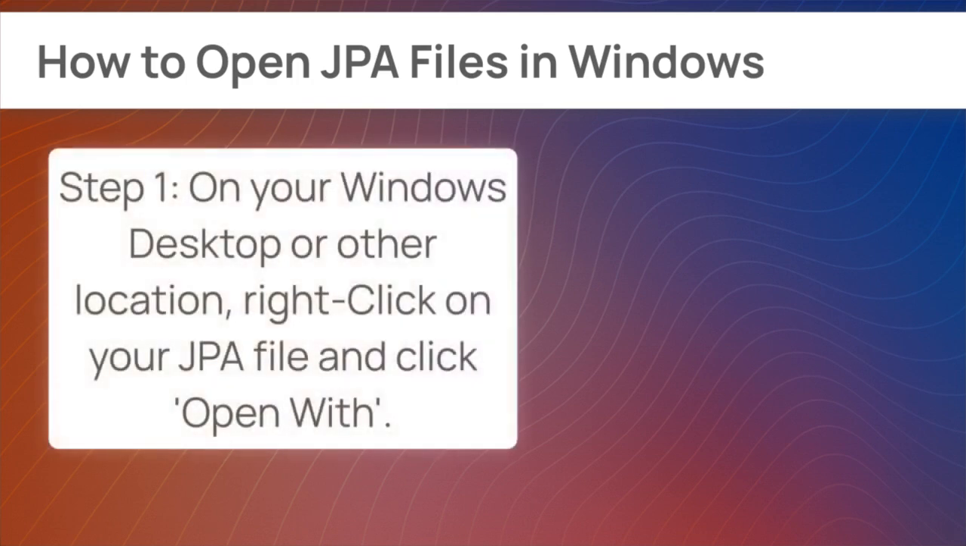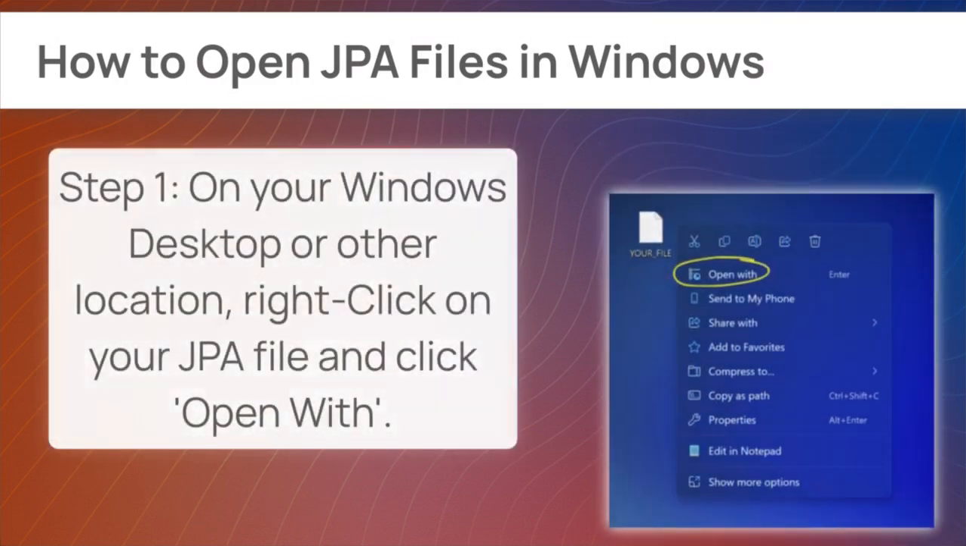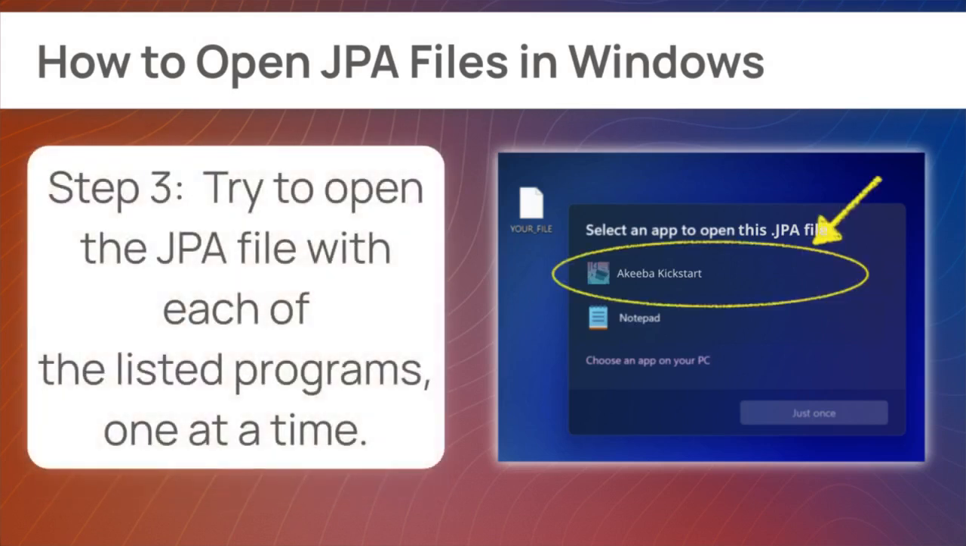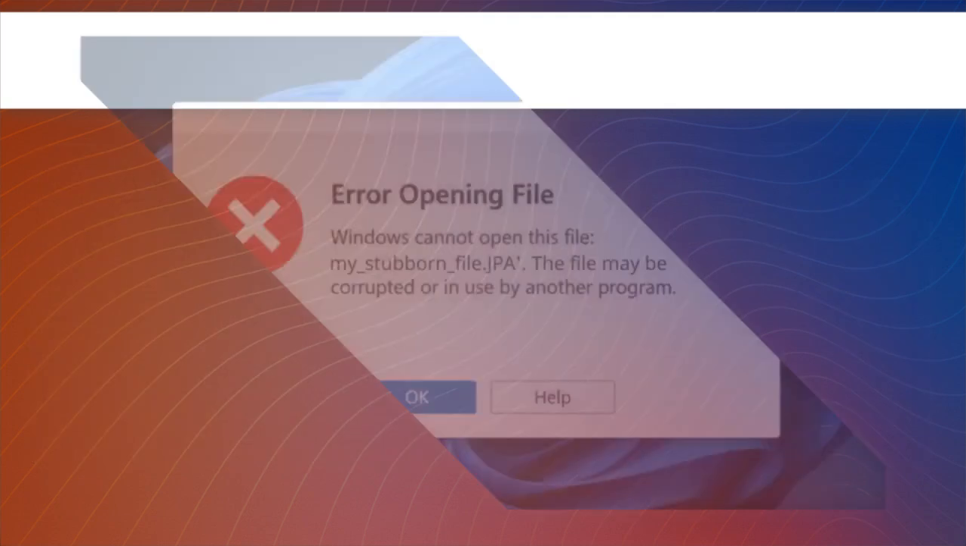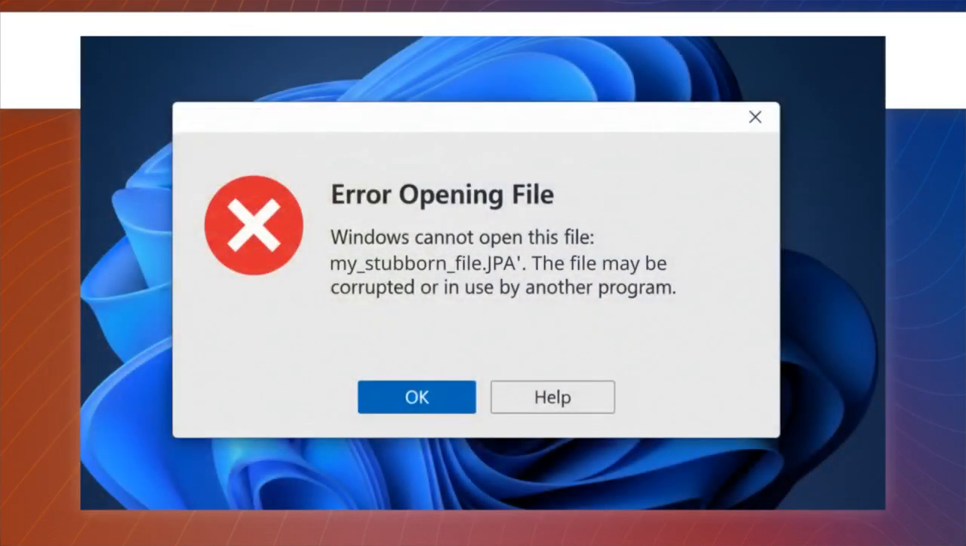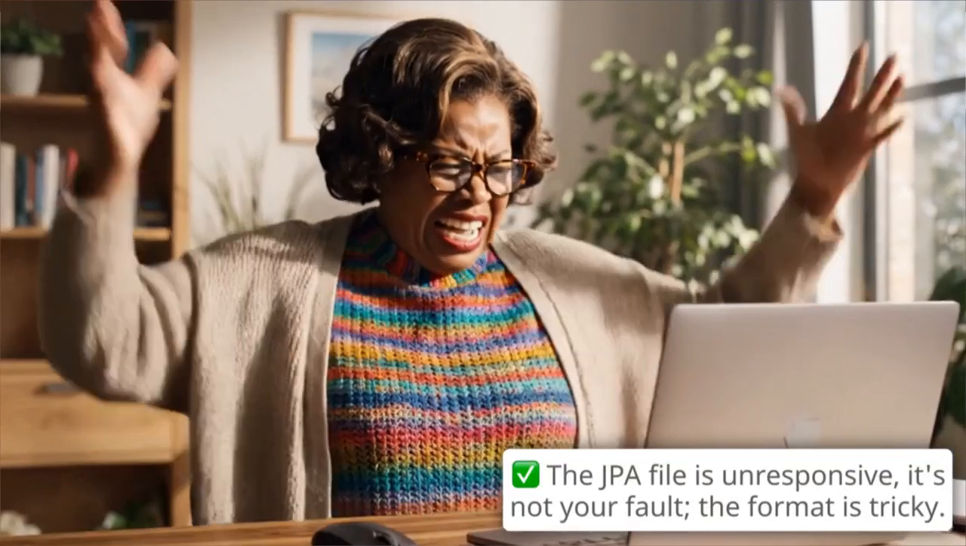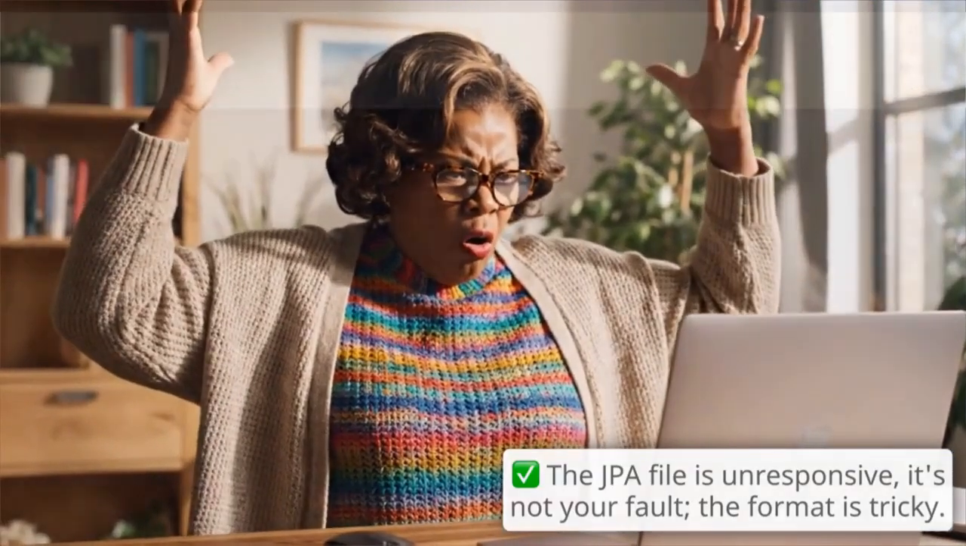We are testing the limits of your installed programs. Right-click the JPA file and select Open with, then test Akeeba Kickstart first. If it fails, select another application. Compatibility is not always straightforward. If your JPA file isn't cooperating, don't worry. We're dealing with a highly specific JPA file, so we must be precise. We need to run through this checklist and confirm all key details are correct.